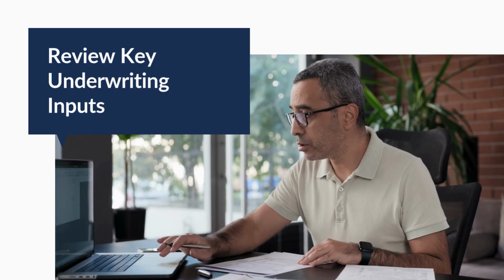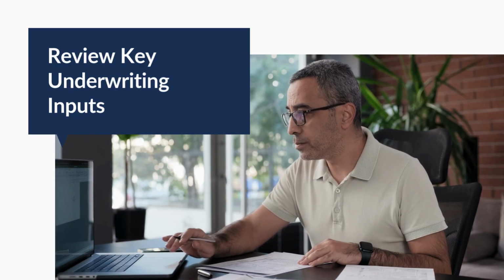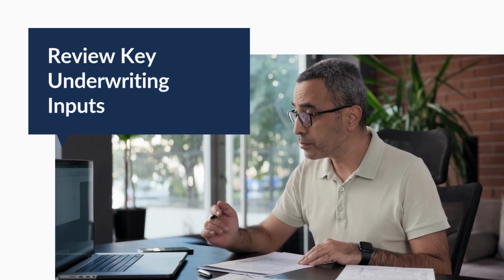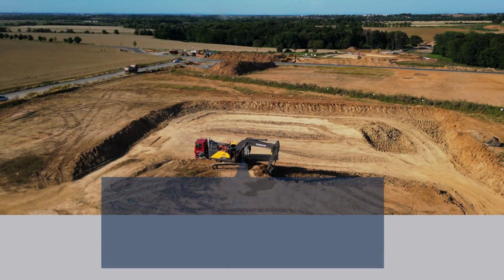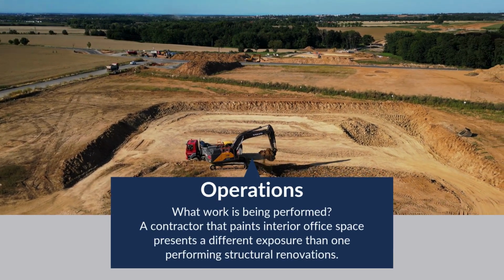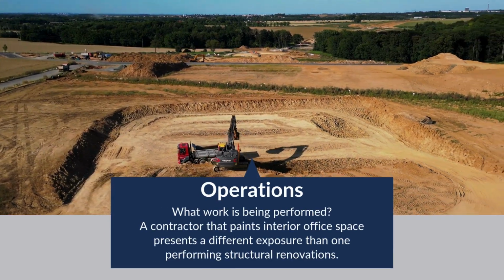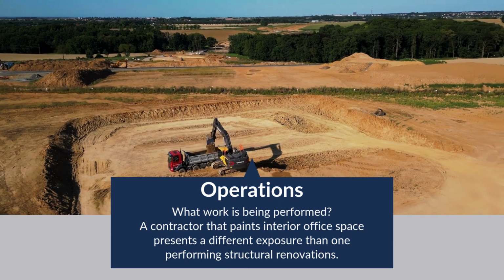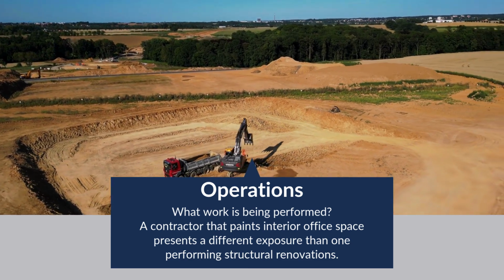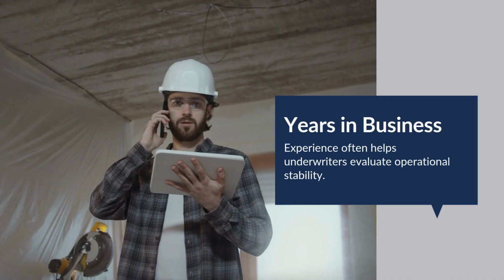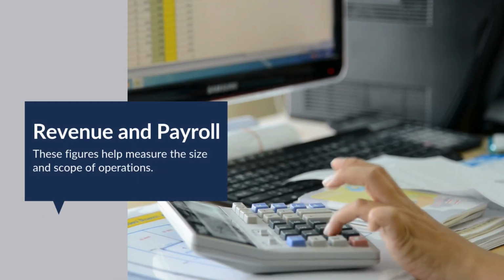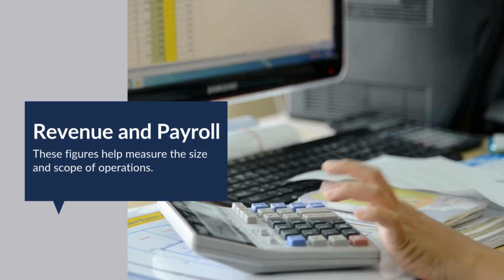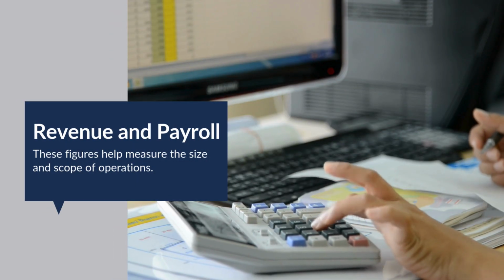Once the operation is understood, underwriters begin gathering the information that drives coverage and pricing. Key underwriting inputs typically include operations description. What work is being performed? A contractor that paints interior office space presents a different exposure than one performing structural renovations. Years in business. Experience often helps underwriters evaluate operational stability. Revenue and payroll. These figures help measure the size and scope of operations.